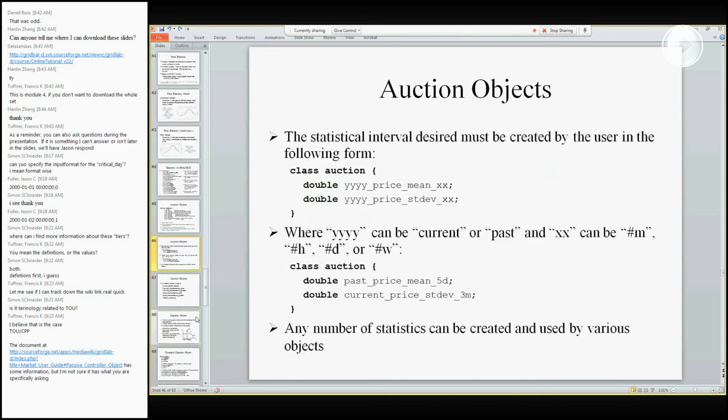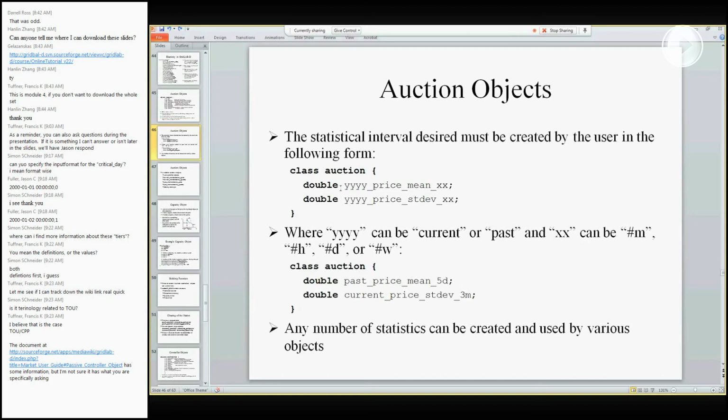So the other piece that the auction object is trying to do is collect a number of different statistical information as it's going along. We've made it flexible enough that you can collect any statistics that you would like related to mean and standard deviation. And so basically when you create your auction object, you can also extend the class to add these different statistics into it.